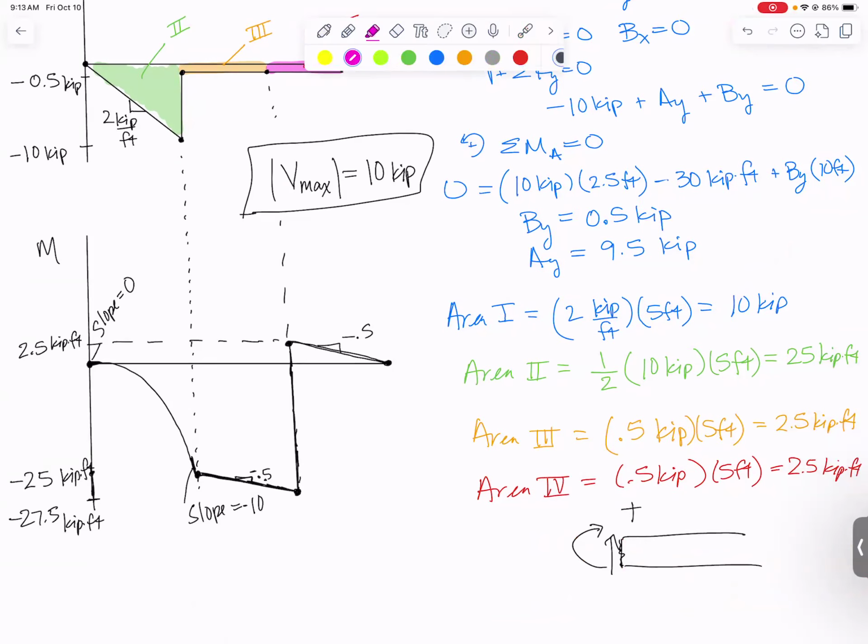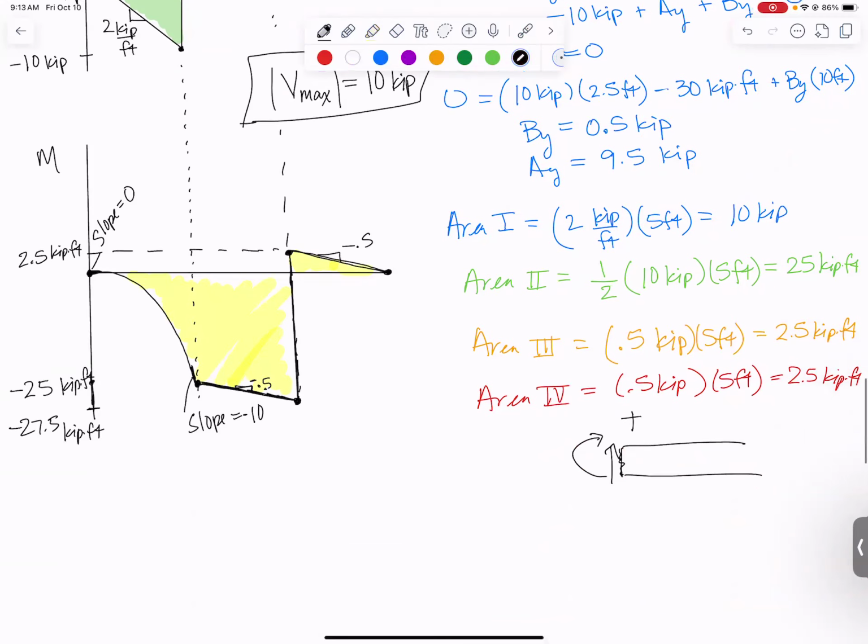Now that we're done, we can shade in this whole diagram. What really matters on the diagram? Mmax. Can you see what the absolute value of Mmax is going to be? Right here at the bottom, 27.5 kip feet.